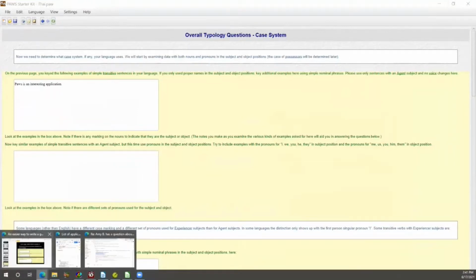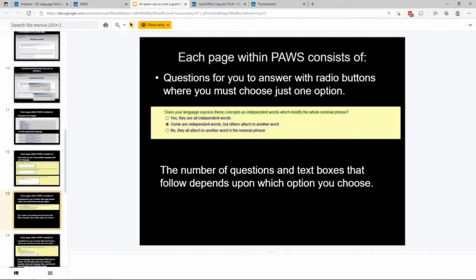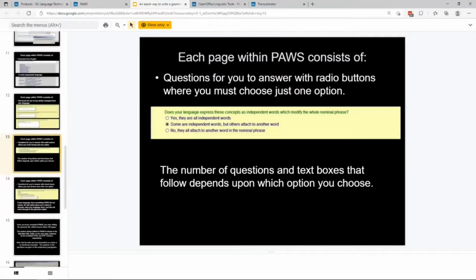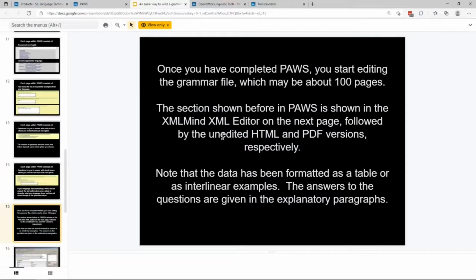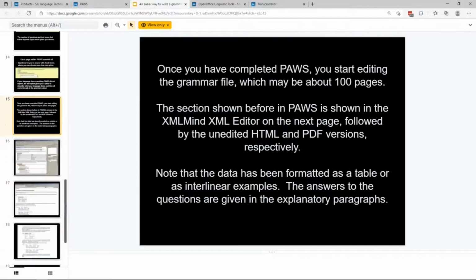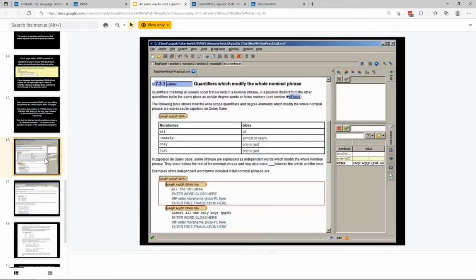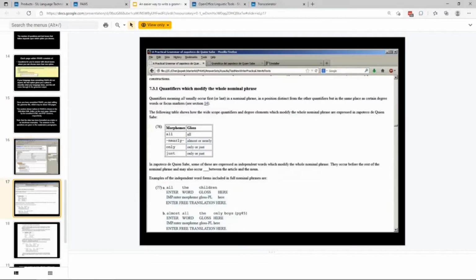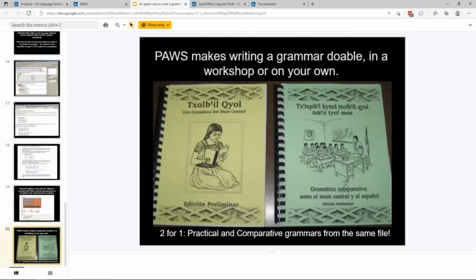And then you just work your way through. Once you start editing the grammar file, it may be about 100 pages. There are also some XML editors that you can use that I'm not going to demonstrate now. I thought this would be just enough to get started. When you're done, you have a grammar file, a grammar that can be shared. So that is PAWS.